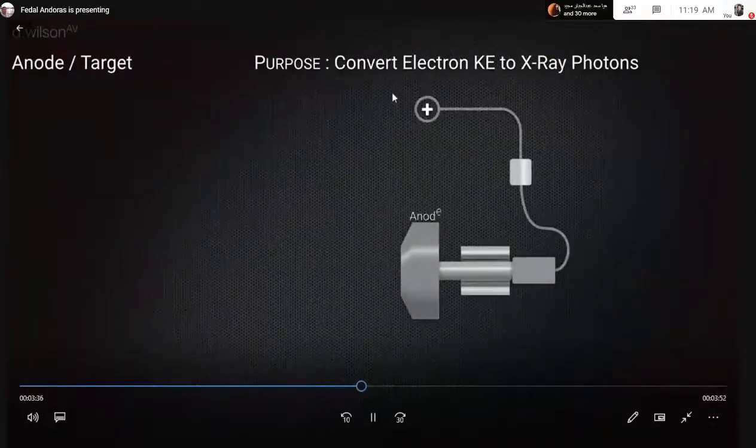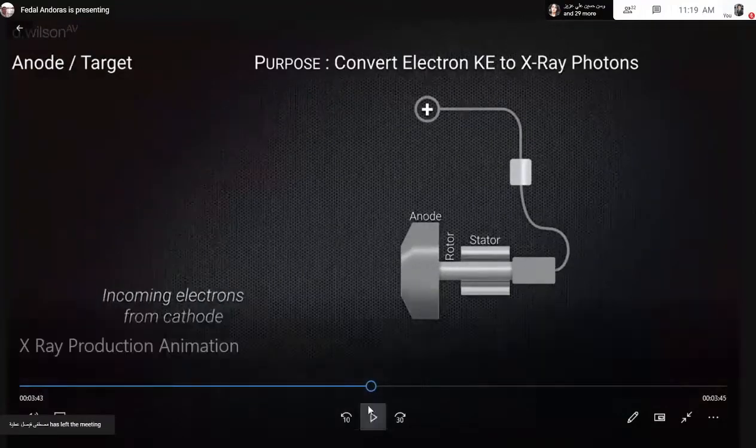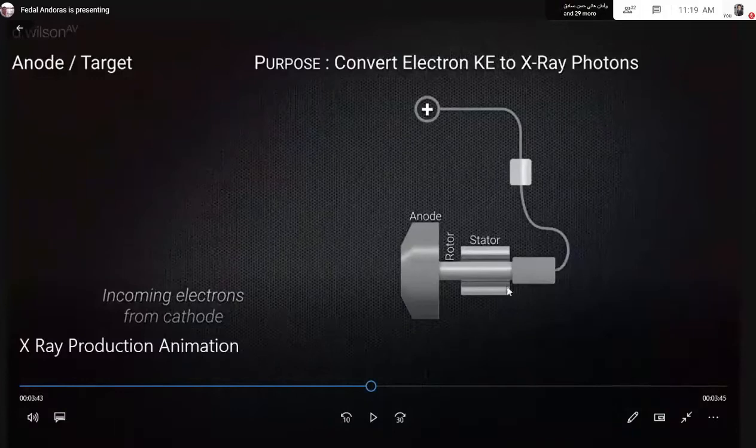So it converts electron kinetic energy to X-ray photons. Just look at this, I didn't talk about this. On the target, on the anode, you have two types of anode: either a fixed one, which we call stationary, or a new generation of anode which is rotating.